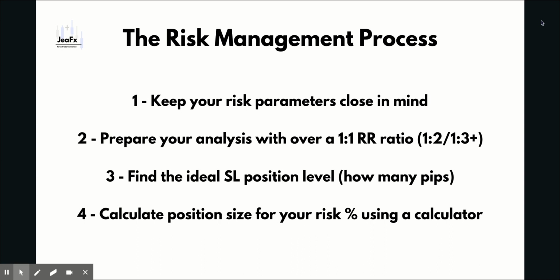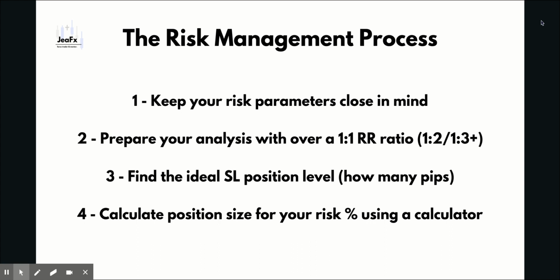Okay, so you need to then, step 3, find the ideal stop loss position level for that trade. Find out how many pips away that is. So if you're going for a 100 pip target and you have a 50 pip stop loss, this is greatly acceptable. You are trading a 1-to-2 risk reward ratio. So when you know how many pips your stop loss position is, you can then calculate your position size, as mentioned in a previous video, using one of those risk calculators to suit your specific risk percentage.